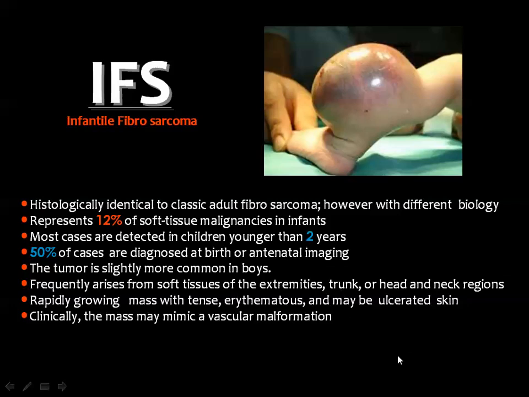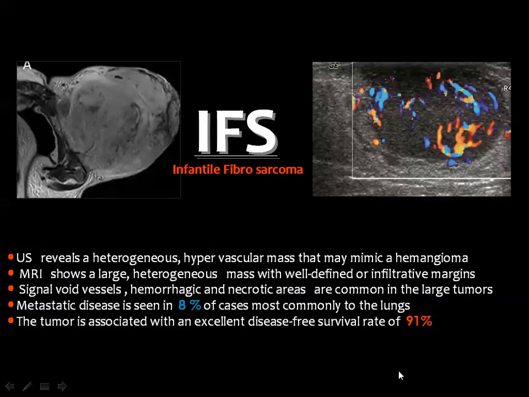the head and neck. It's a rapidly growing mass with tense erythematous appearance and may be associated with ulcerated skin, and sometimes it can clinically mimic a vascular malformation. This tumor is a hypervascular lesion, and the hypervascularity is seen on ultrasound Doppler and also by MRI.